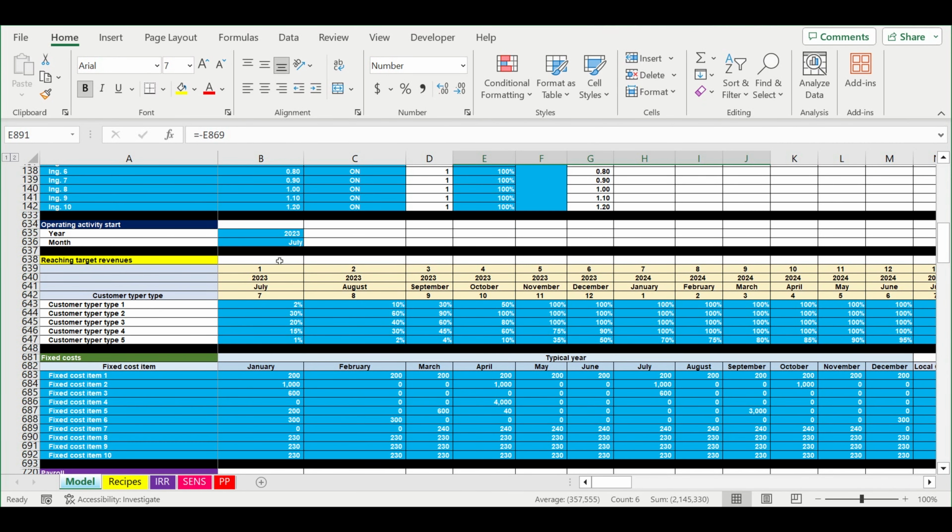Then we're moving to another very important block of inputs: the speed with which our project reaches the target revenues. When you start any business, it is less likely that your project will reach its target revenues right from the first month of operating activity. The time period while the project will be reaching its target revenues may be accompanied with operating losses.